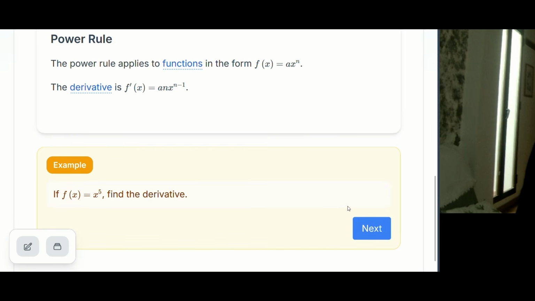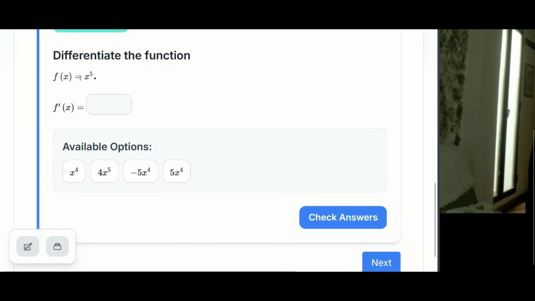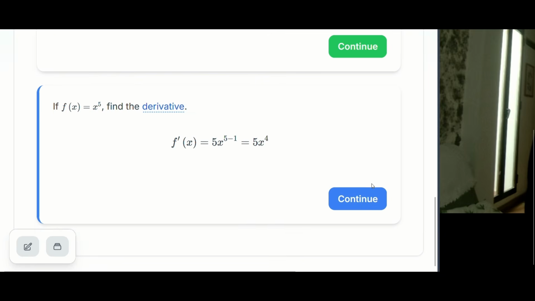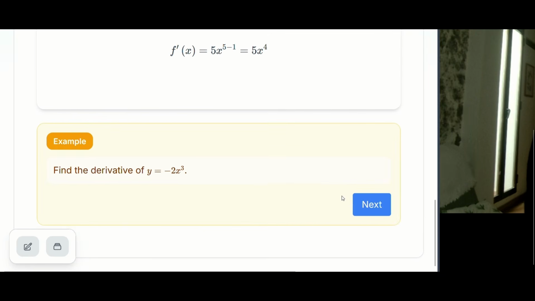Let's go through a few examples. If I have f of x equal to x to the power 5, find the derivative. I already know what's going to happen here. I'm going to bring the 5 down to the front and take 1 from it. So that will go to 5x to the power 4. And this is your working out. So 5 comes to the front, take 1 from the power.